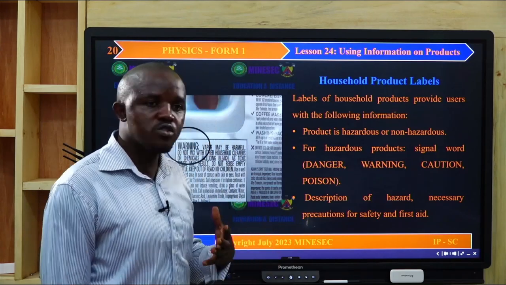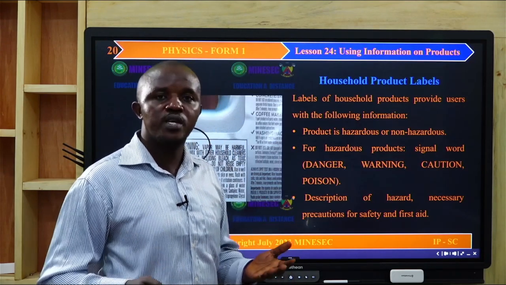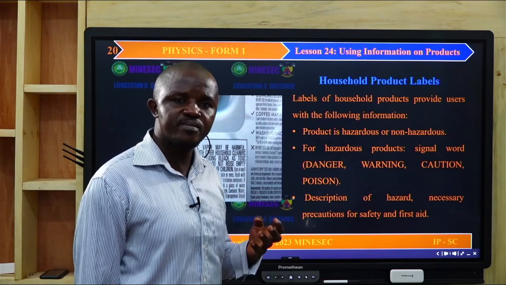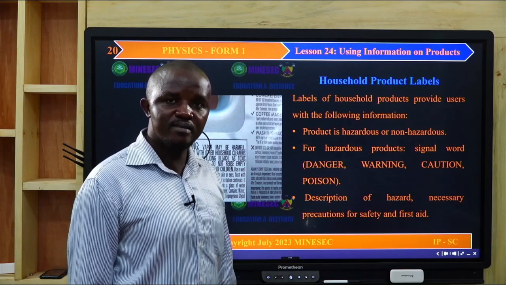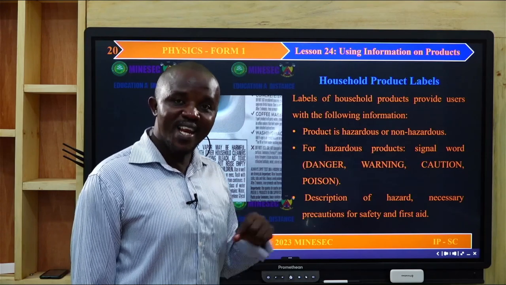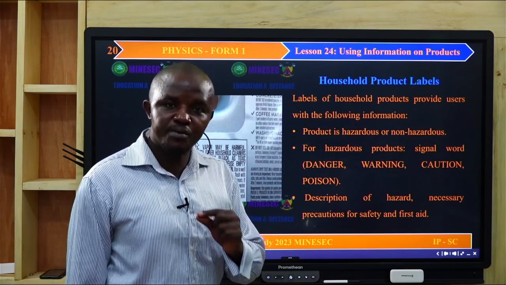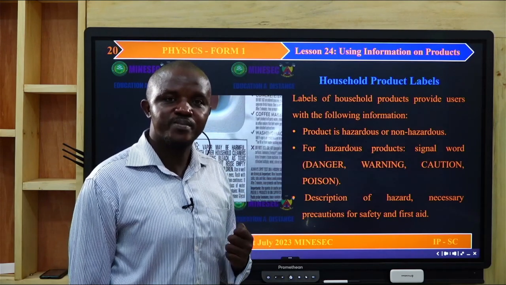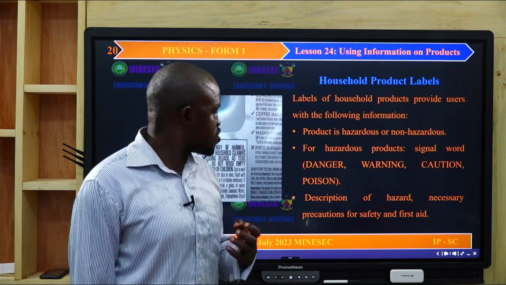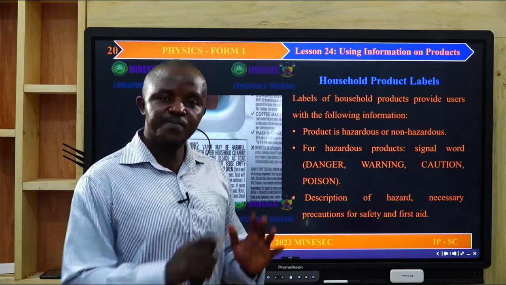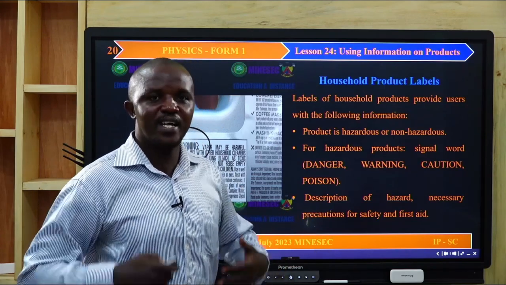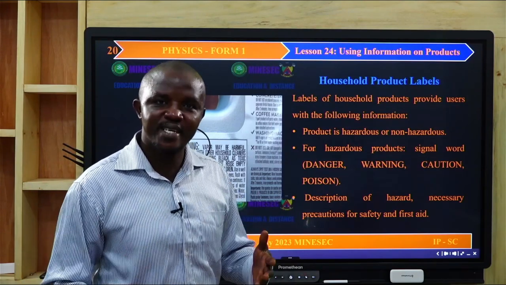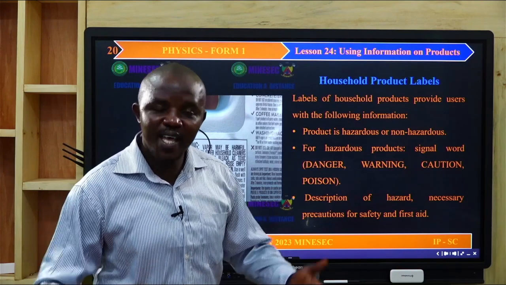Then the labels on the products we consume in our houses also provide information about the description of the hazard. If there's a hazard that the product can cause, the label will give you a description of what this hazard is all about. It will give you necessary precautions for safety. So this product can cause this hazard, that hazard. These are the steps you are going to take to avoid these hazards.